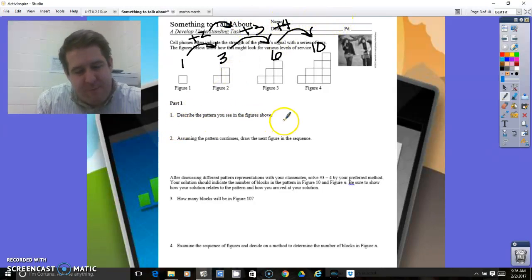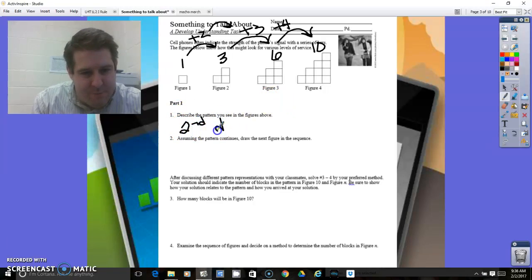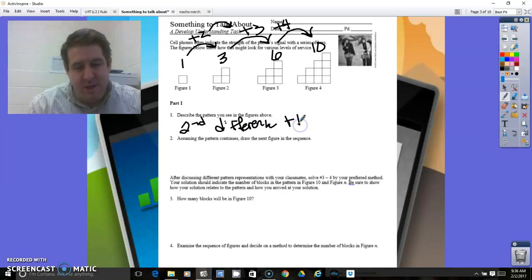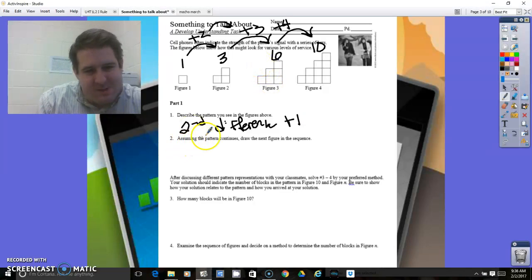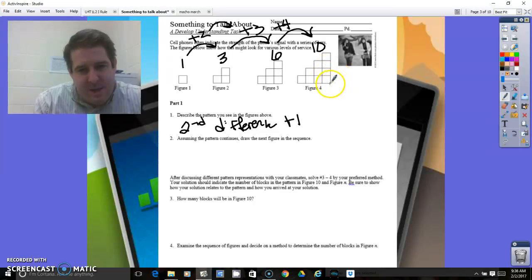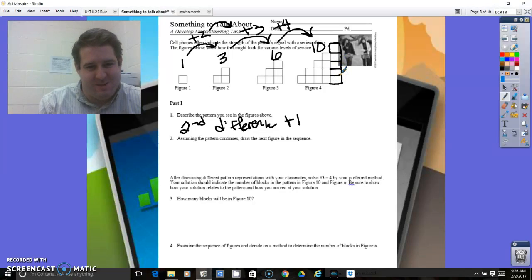Describe the pattern you see in the figures above. Okay, so that's how I describe it. It has a second difference of plus 1, which basically means that the numbers that are being added are increasing by 1. Assuming the pattern continues, draw the next figure in the sequence. Well, you could say that basically what's happening is they're adding another row or column here at the end that looks like that.